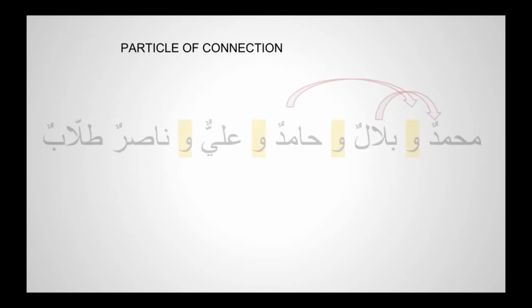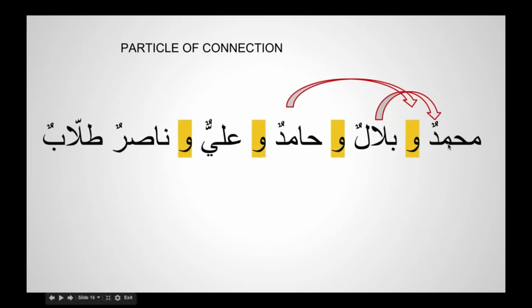If you are saying Muhammadun wa Bilalun wa Hamidun wa Aliyun wa Nasirun tullabun. Muhammad, Bilal, Hamid, Ali, Nasir are students. So you know Muhammad is a mubtada. It is a noun, it's a definite noun. It's coming at the first of the sentence, it's mubtada.